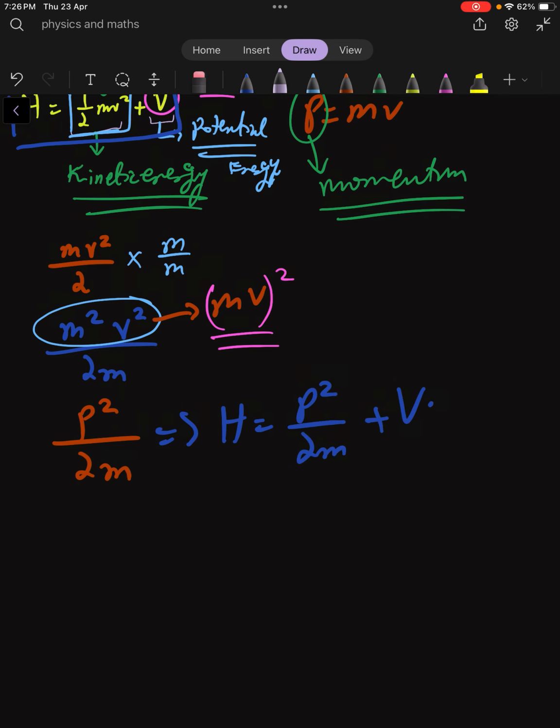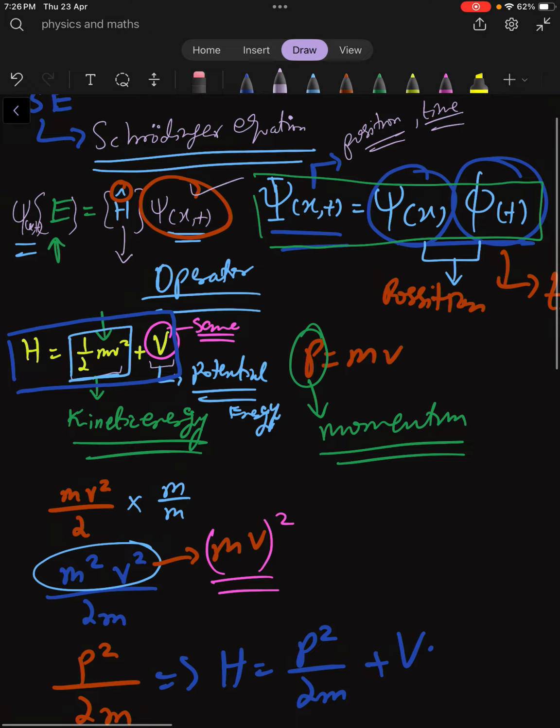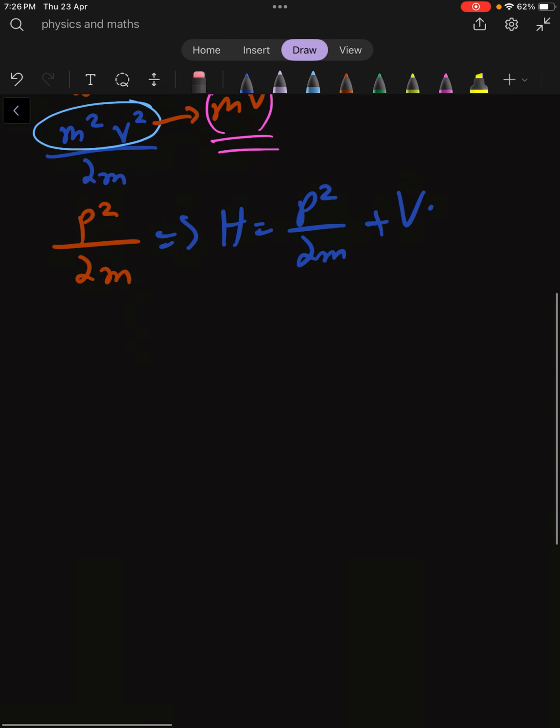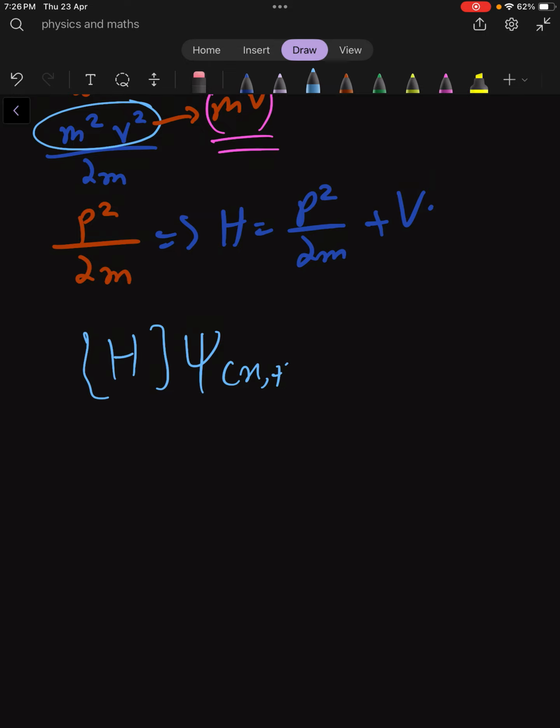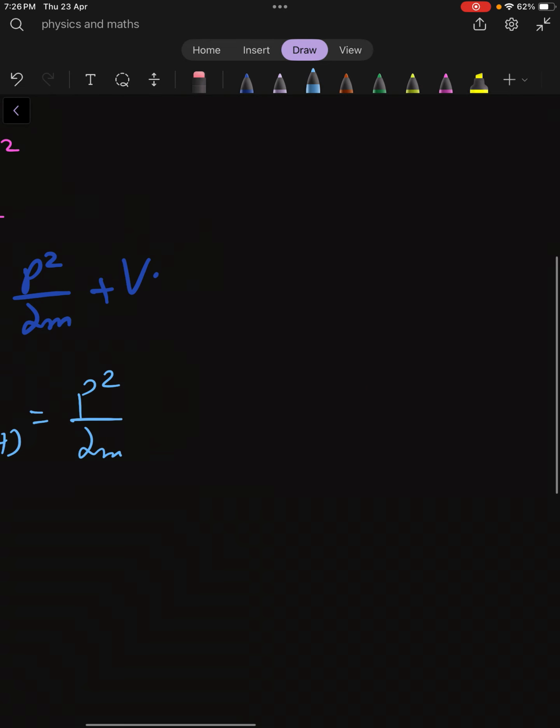Now, you remember I multiplied H with psi. So if I rewrite it as multiplied by psi, then I get this form plus V of x psi. Okay.